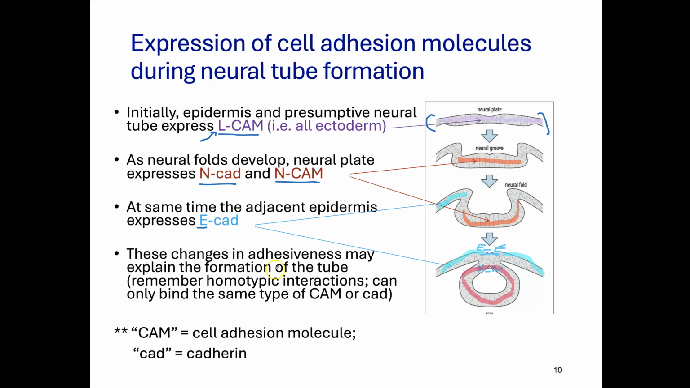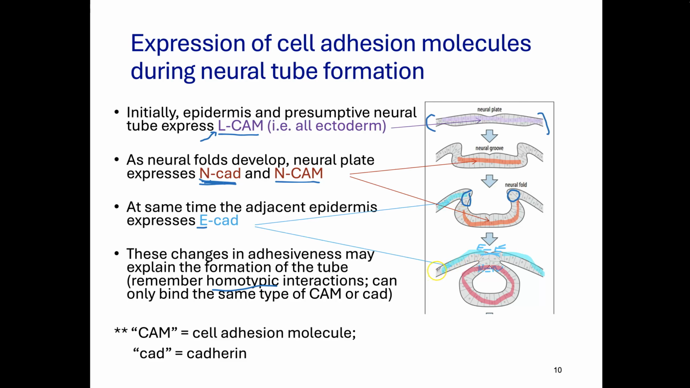And these changes in adhesiveness, we know that these are all homotypic interactions, which means E-cadherins can bind to E-cadherins, but they cannot bind to N-cadherins or N-CAMs or any of that kind of thing. And the same with the N-cadherins. They can only bind to other N-cadherins and not the other type. So the idea is that as these cells are moving together, there is a region in between, perhaps expressing either none of them or perhaps both of them, I'm not sure.